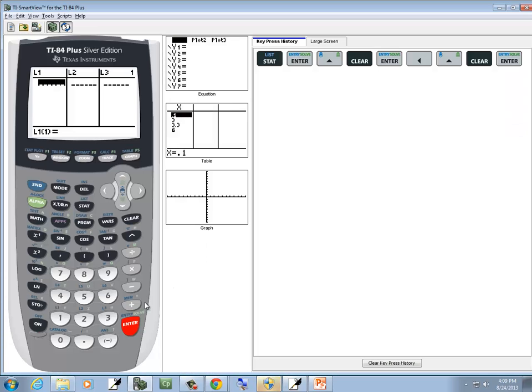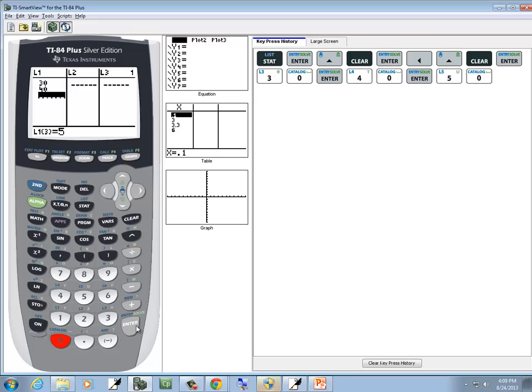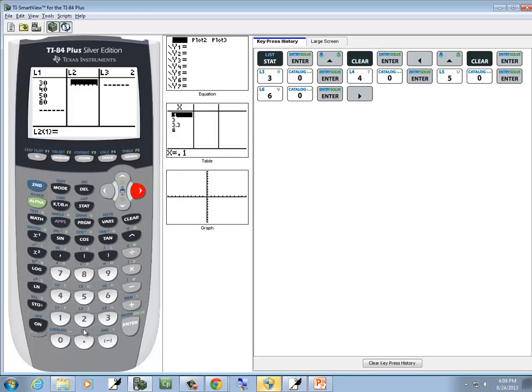Okay, so 30, enter, 40, enter, 50, enter, and 60, enter. And then I'm going to right arrow over to L2, 26.8.